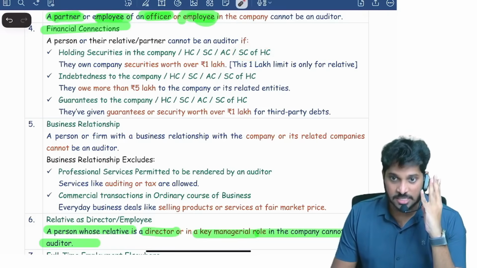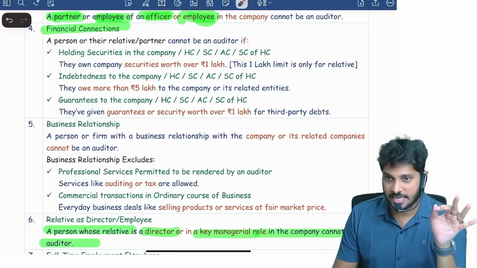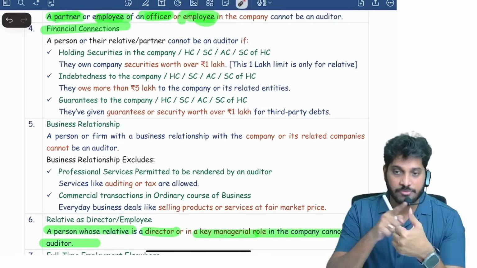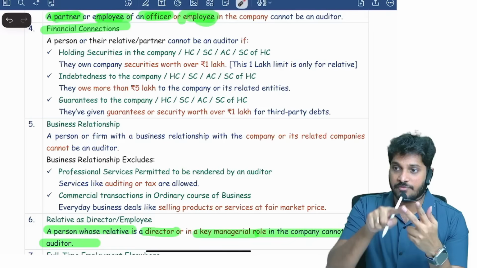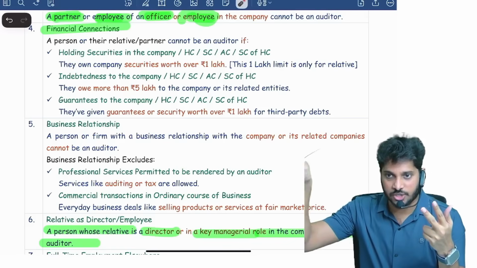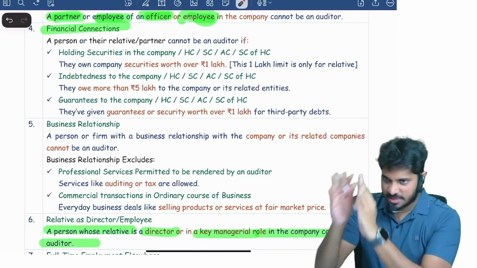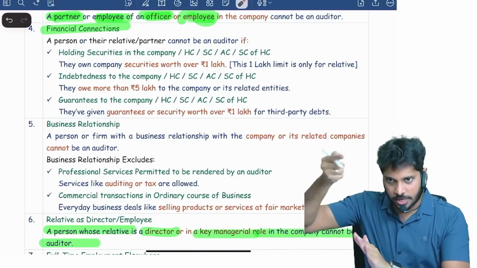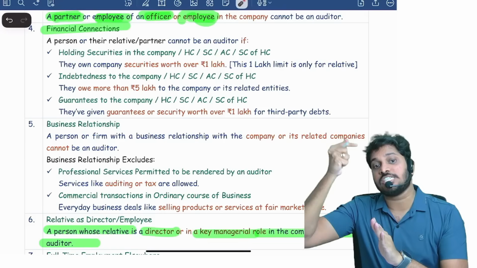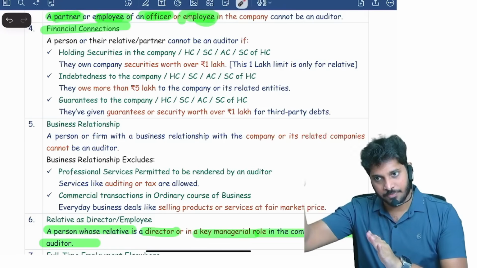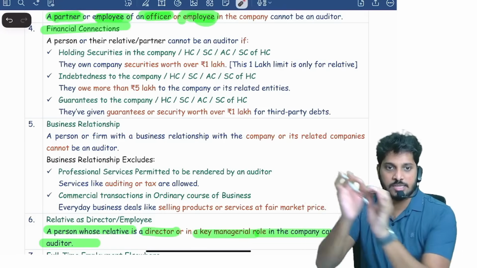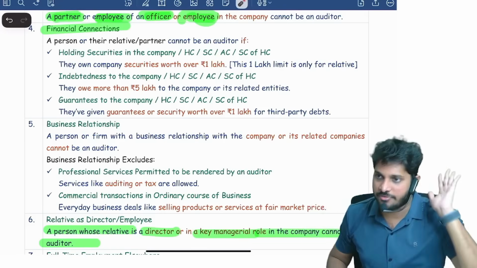We call them sister companies. You cannot be appointed as an auditor if you, your partner, or a relative is holding securities or interest in these 5 companies: the company which is looking for an auditor, its holding, its subsidiary, its associate, and its co-subsidiary, nothing but a sister company. If you have securities in these 5 companies, you are disqualified.